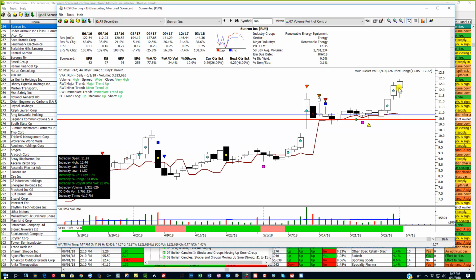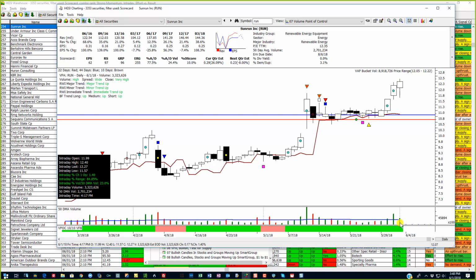And what happened? Buyers stepped right back in. Volume's not as heavy as yesterday, but it was good. It got above the 50-day, 23% above the 50-day moving average volume. So what does this tell you? It tells us that there was early morning supply as a shakeout, but there is more demand than supply because it closed up near the high.